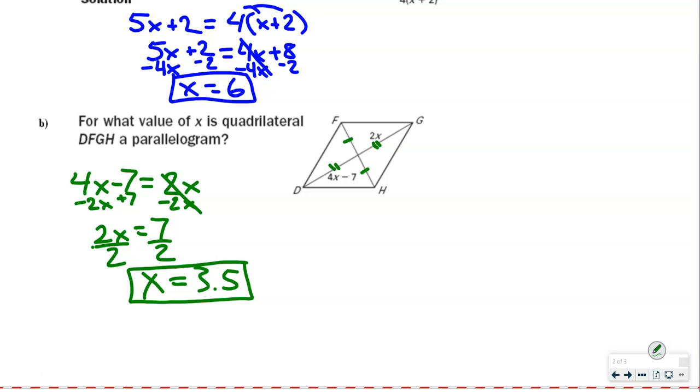All right, that's it on the 8.3 day 1 notes. Make sure you do your homework.